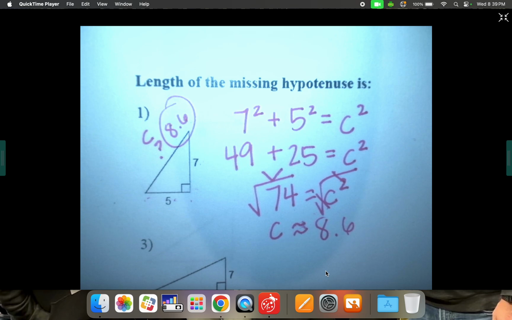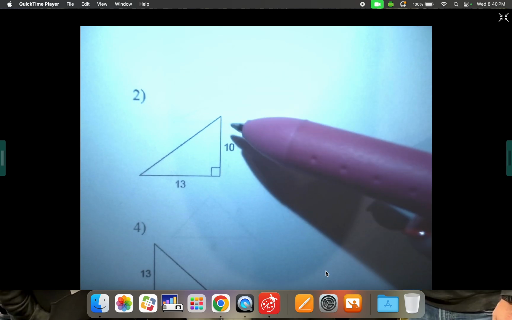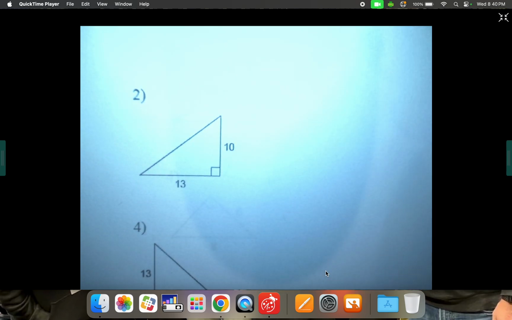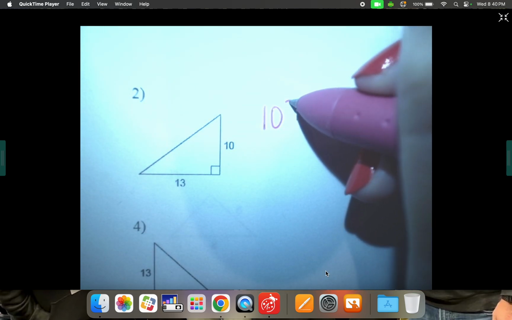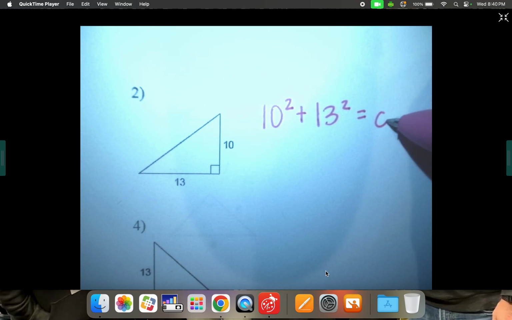get it, unless you need to go watch another video to make sure. Let's go over to number 2. The two legs are the 10 and 13. You can make one A and one B. So 10 squared plus 13 squared, or if you put 13 squared plus 10 squared, totally fine.